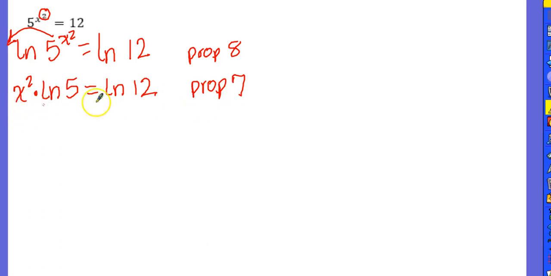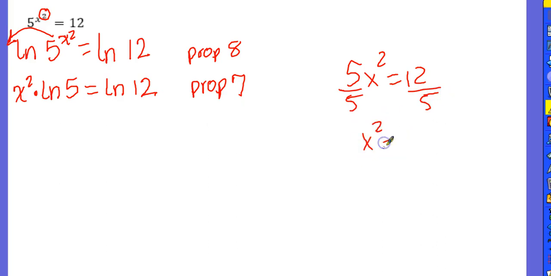And then how do I isolate this x squared? What if it was 5x squared equals 12? What would you do? Right? Divide by 5? Right? And then take the square root? Right? That's exact plus or minus square root, by the way. That's what we're going to do over here.